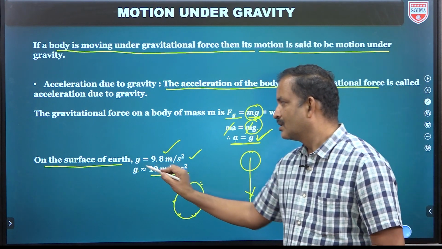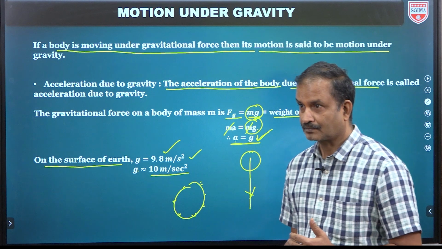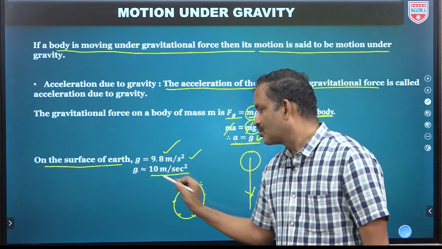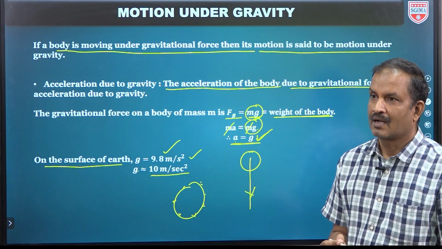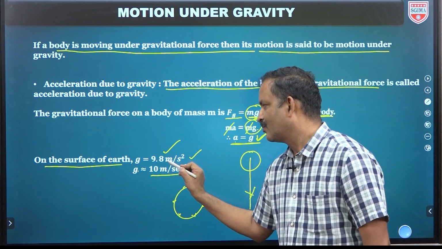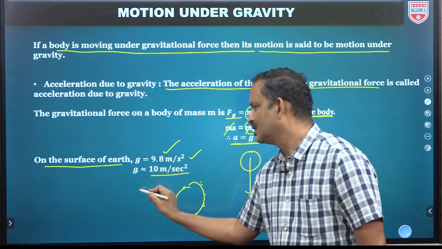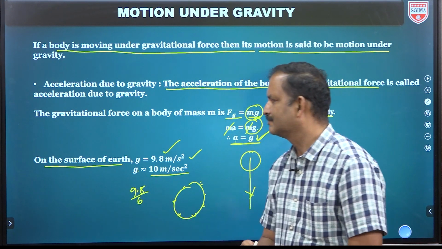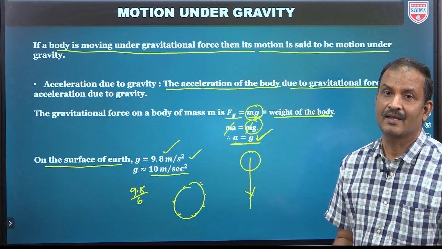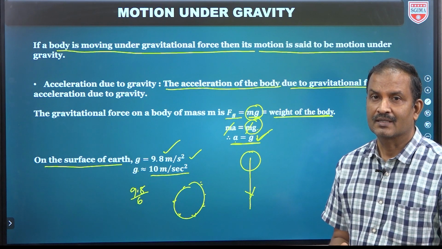The g value changes from place to place and planet to planet. On the earth, the g value is 9.8, but on the moon, the g value is nearly 9.8 by 6, one sixth of the acceleration due to gravity.